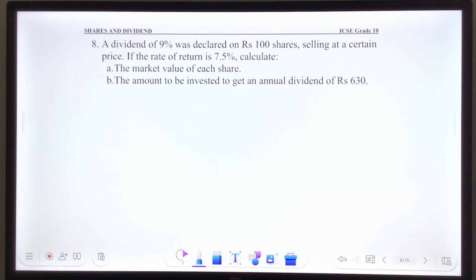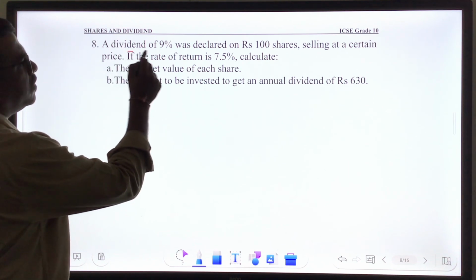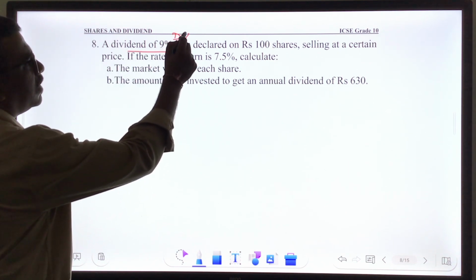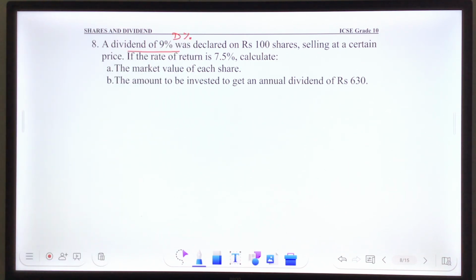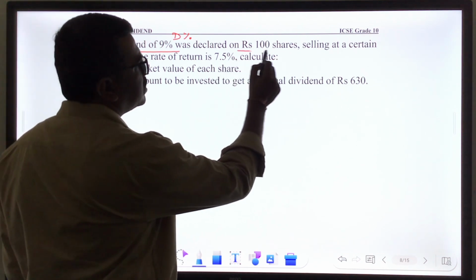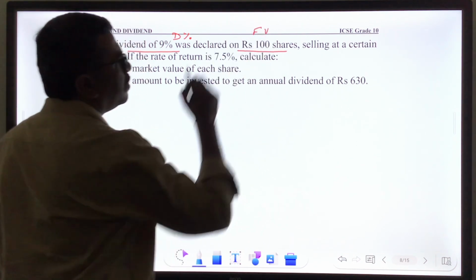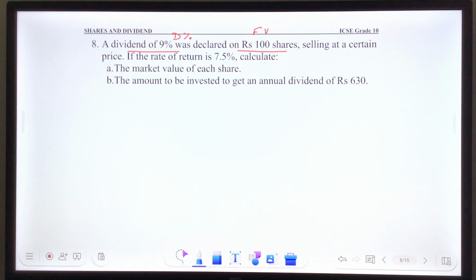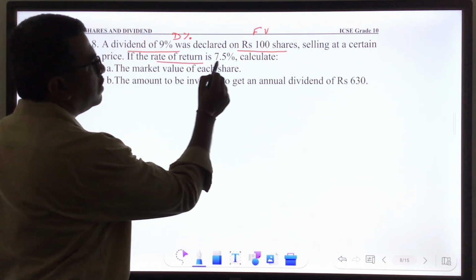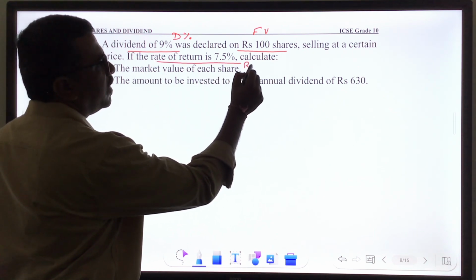So here we are given the rate of dividend as 9% on rupees 100 shares. So that is the face value of shares, and they are selling at a certain price. So we don't know the market value. The rate of return is given as 7.5%.